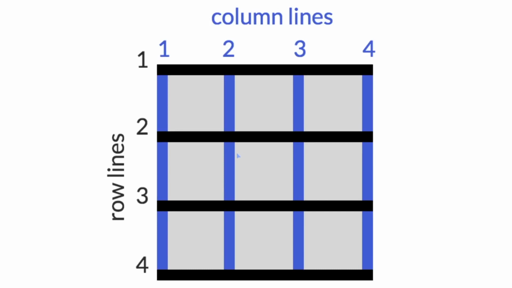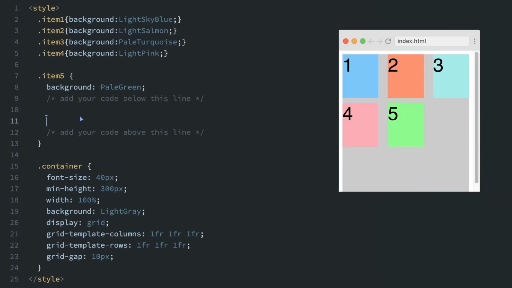So if you wanted to take up 2 columns, the first 2 columns, you would specify line 1 and then line 3, because it would start at line 1 and it would end at line 3. Let me show you what that would look like. So for instance, if we were going to set this item 5 to take up the first 2 columns, it would be like this: grid column, and then we would put 1/3, because it would start at the first line and end at the third line.